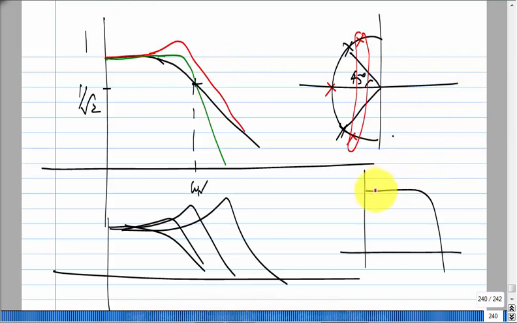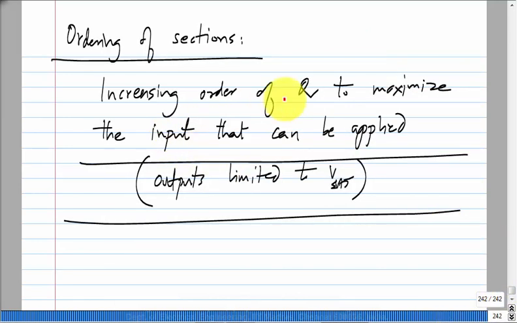So, if the unity gain frequency of the op amp is too small, you will end up with stuff like this. That has to be incorporated while designing the filter itself, but after that we will have both sections anyway. The ordering does not affect that too much. Increasing order of Q obviously means if you do have a first order section, you put the first order section first, okay. Any questions here? Yeah, this is a commonly used ordering.